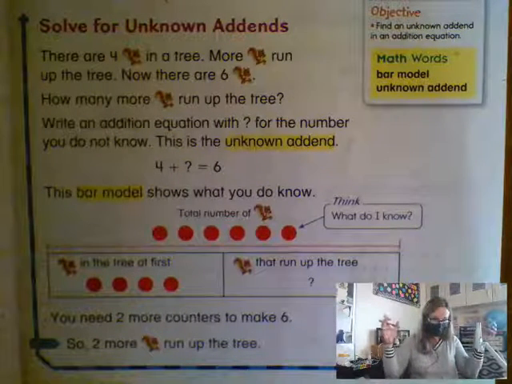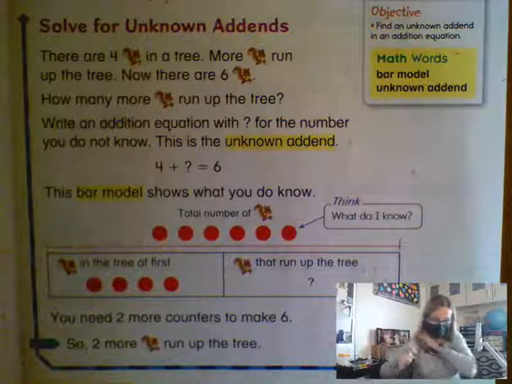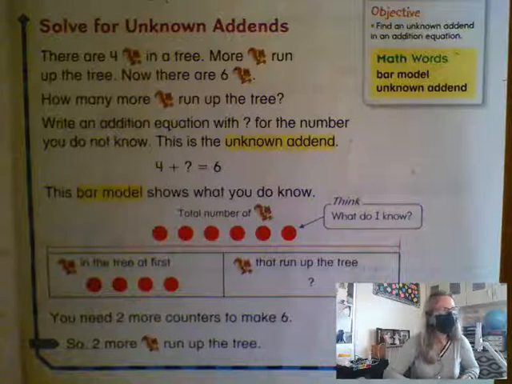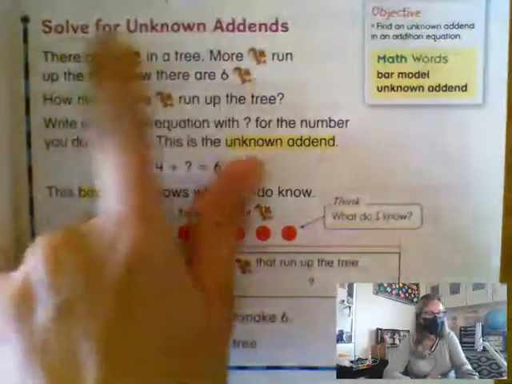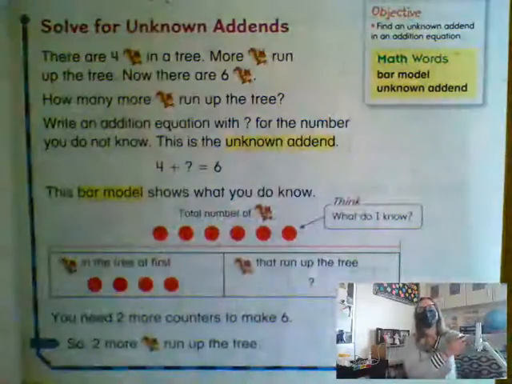We are here in the classroom. We have our math books opened up to page 69, which is lesson 2-7. And we are going to be solving for unknown addends.